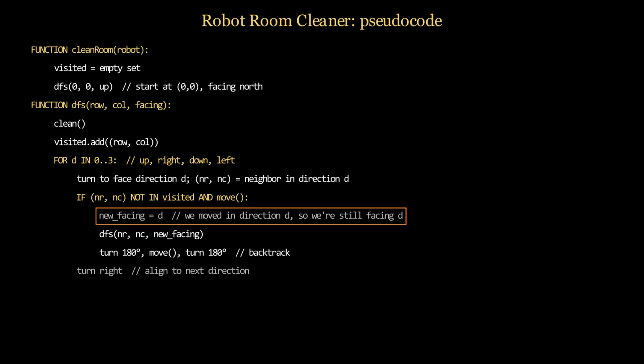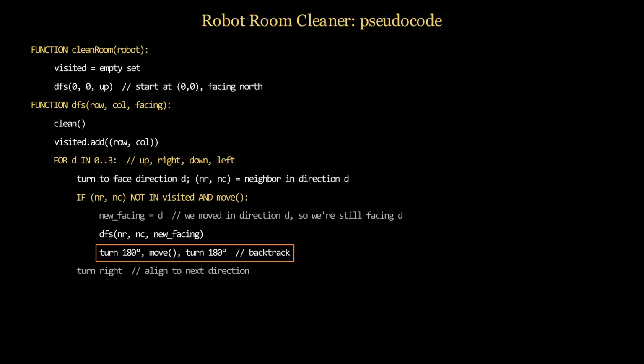After a successful move we're still facing direction D, so new_facing equals D. Recurse to explore from the new cell. After returning, backtrack: turn around, move back, turn around. Turn right so we're aligned for the next direction in the loop.